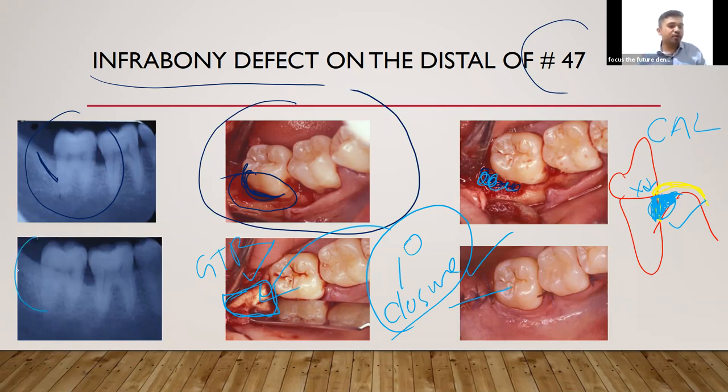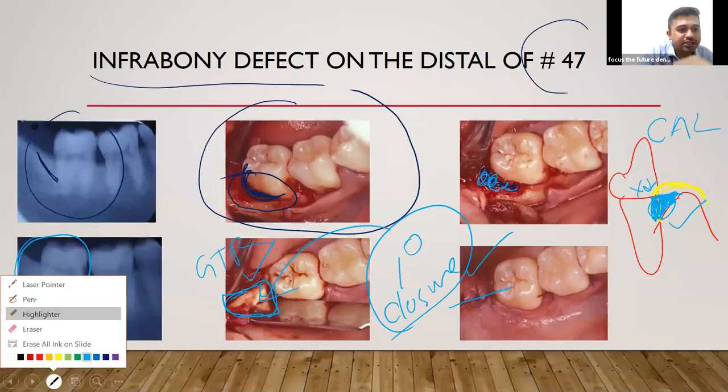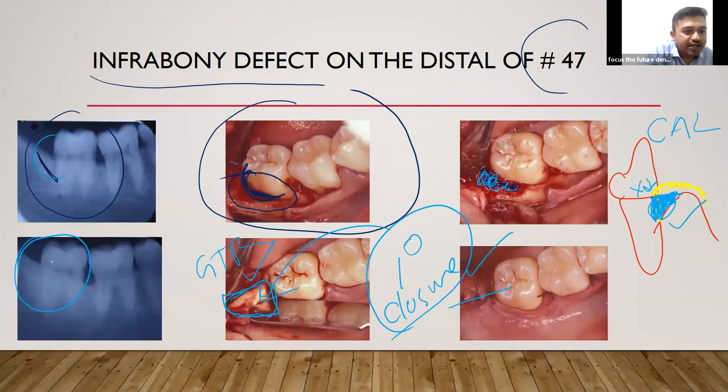Oh, sorry, on the IOPA. Can you see this radio opacity in this area as compared to this area here? You can see that increased radio opacity in that region. Here it's more radiolucent, whereas here it is more radio opaque. That means some bone has filled into that site. Some tissue has regenerated into that site.